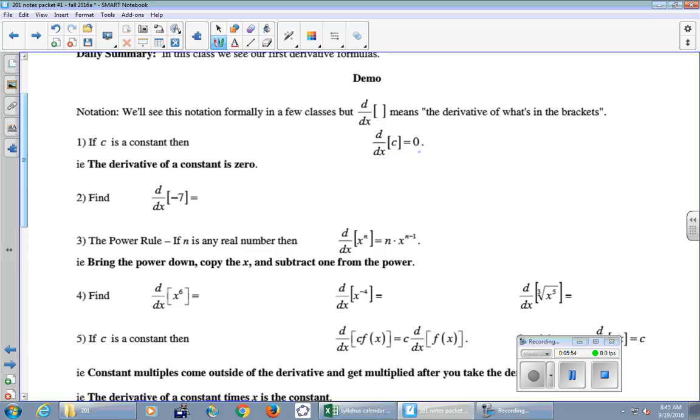Most of the shortcut rules we're going to develop today are not going to be intuitive. They're not going to be obvious why they're true. You're just going to trust me on it, and if you want to see proofs, you can read the book or ask me outside of class. But this one, actually, I'm hoping we understand.